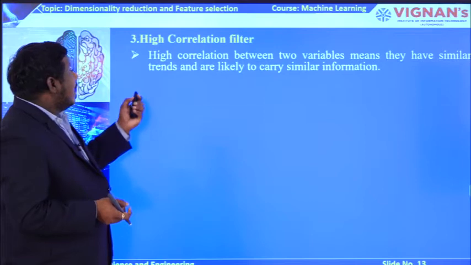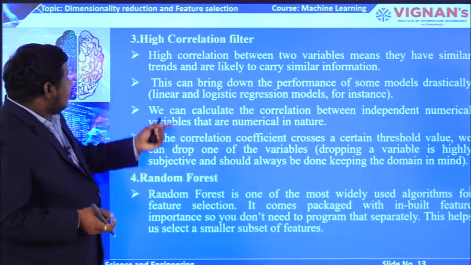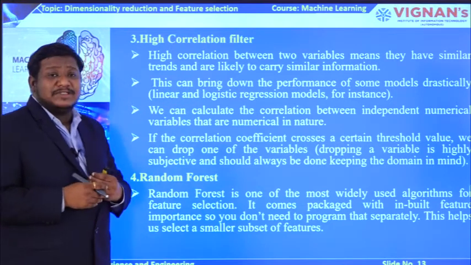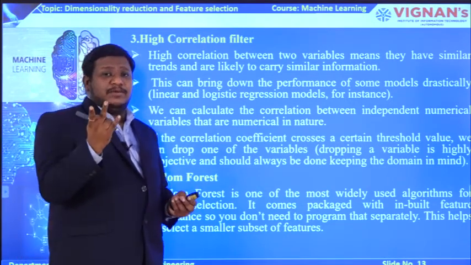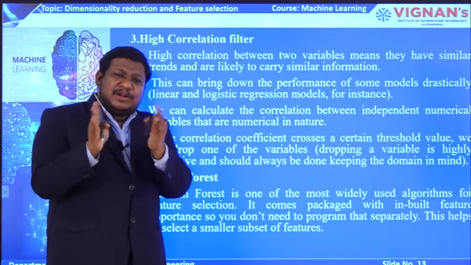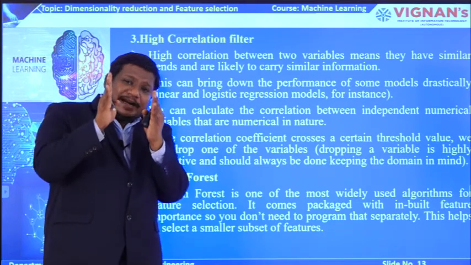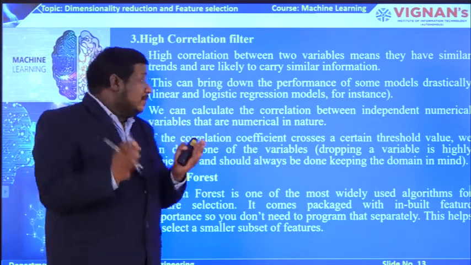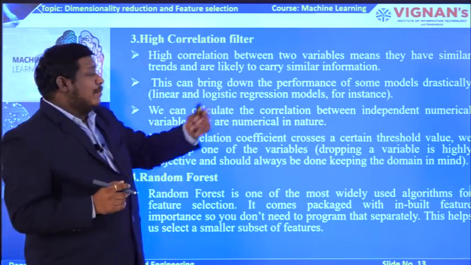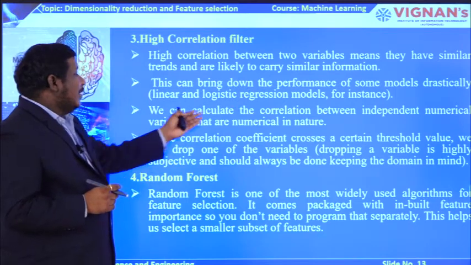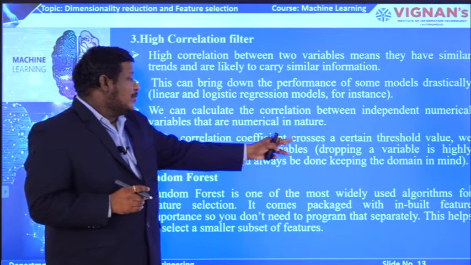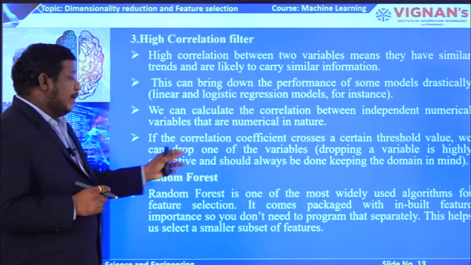And next one is high correlation filter. High correlation between two variables means they have similar trends and are likely to carry similar information. Suppose you have two variables that are almost similar to each other, and the samples of the data are also the same. Then this can bring down the performance of models drastically. So, we can calculate the correlation between the variables, and if the correlation coefficient crosses a certain threshold value, we can drop one of the variables.